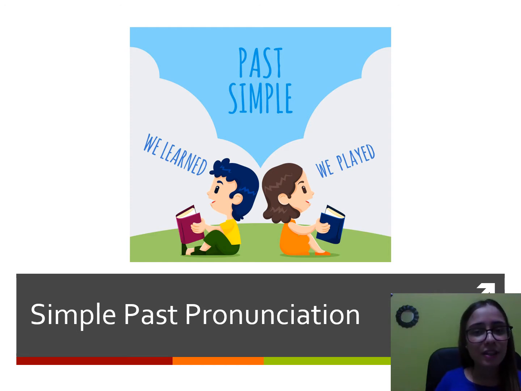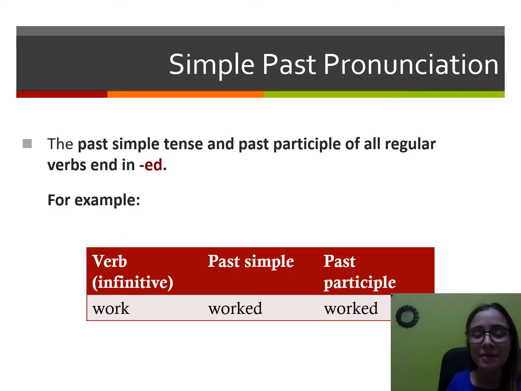So first, I wanted to start off by explaining what the simple past tense is. We use it to express or refer to activities that already occurred in the past. The past simple tense and past participle of all regular verbs end in ed. We have the example of work, and the verb in infinitive is work. The past simple is worked, and the past participle is worked as well.